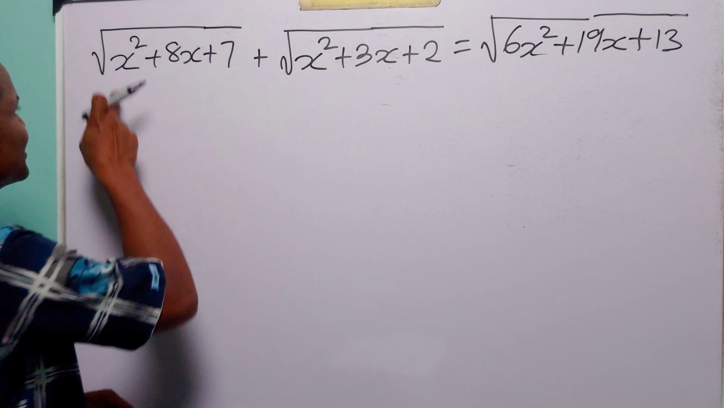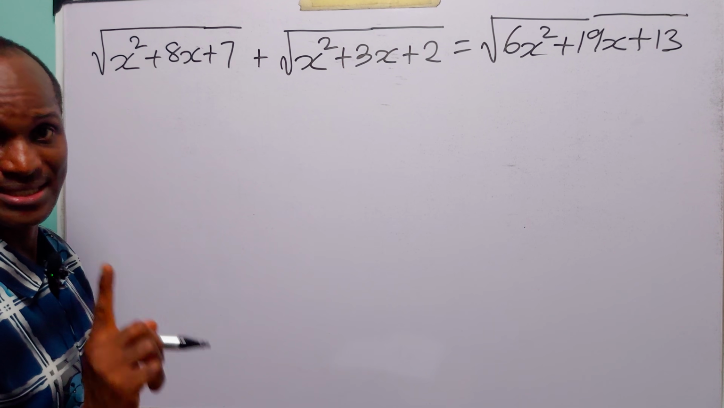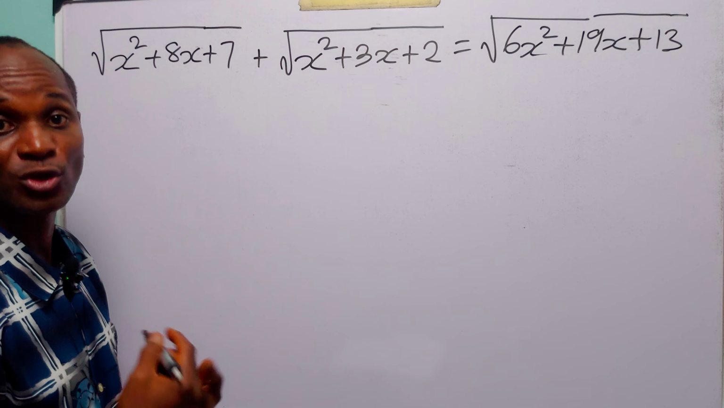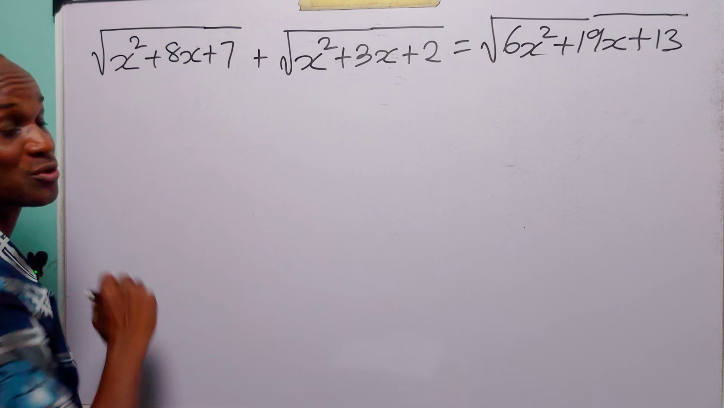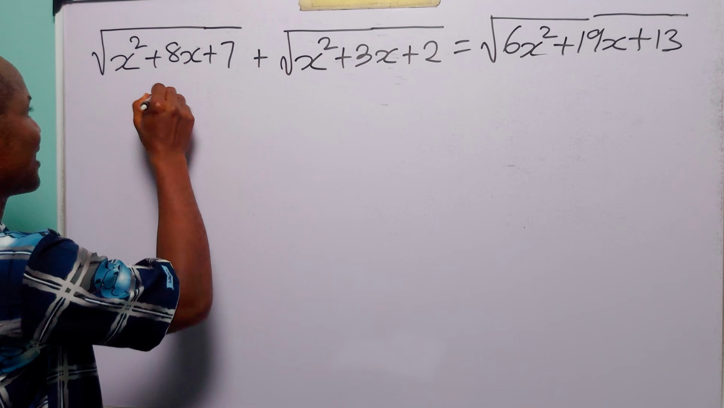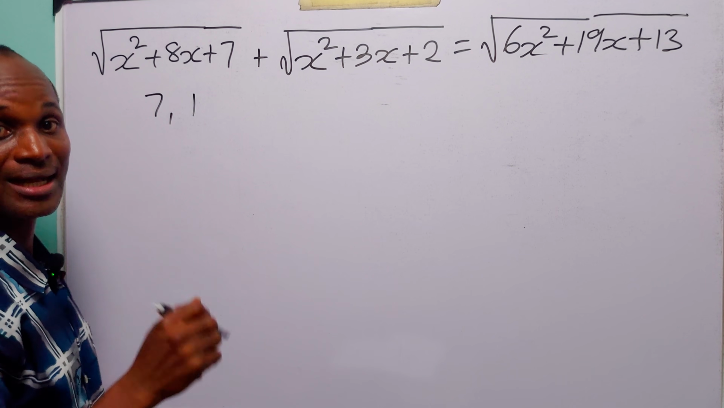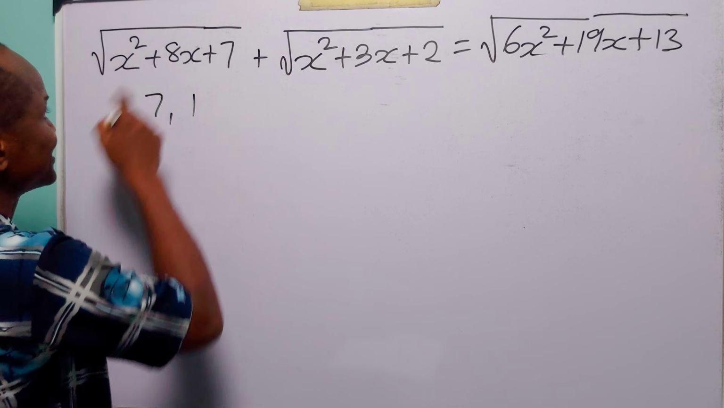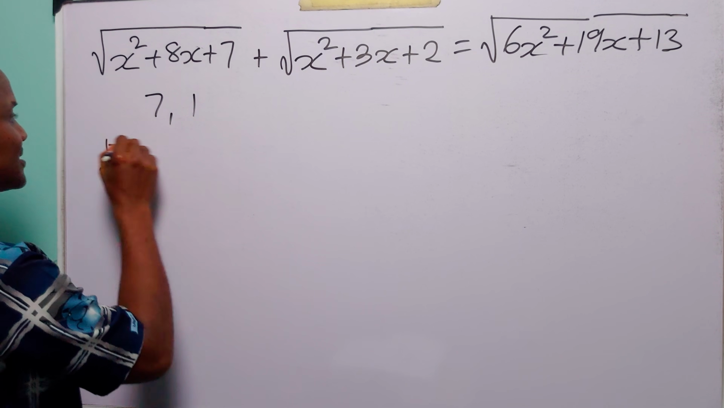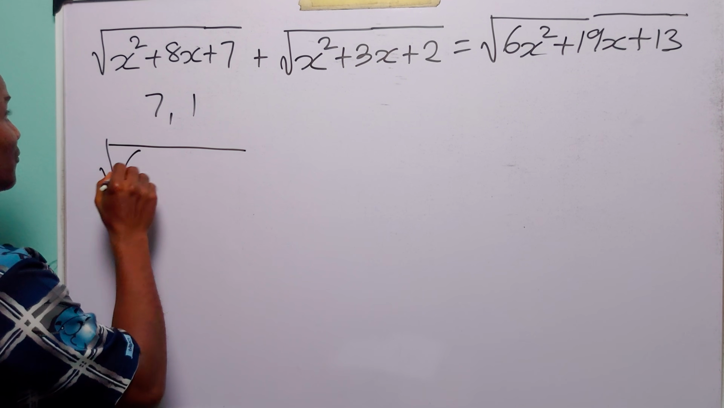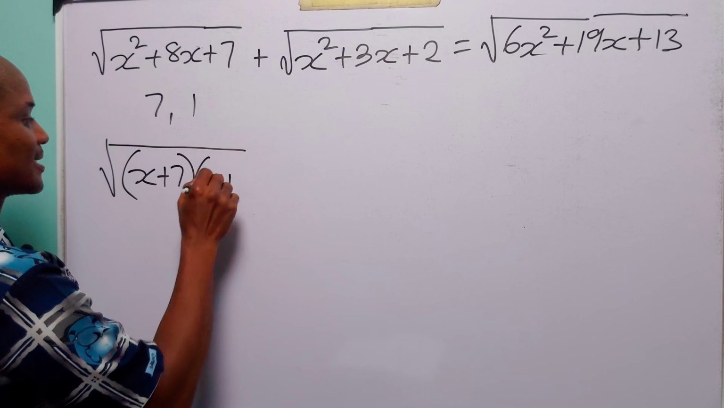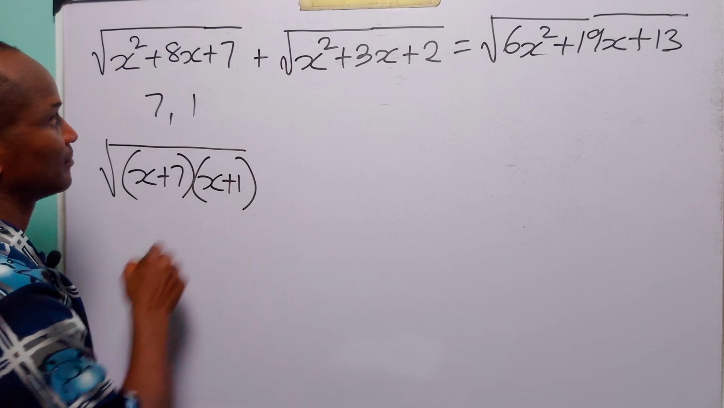Now, in this case, since the coefficient of x squared is 1, all we have to do to factorize this is to find the factors of 7 that add up to 8. Of course, we have 7 and 1. 7 times 1 is 7. 7 plus 1 is 8. So we can write this as the square root of x plus 7 multiplied by x plus 1.